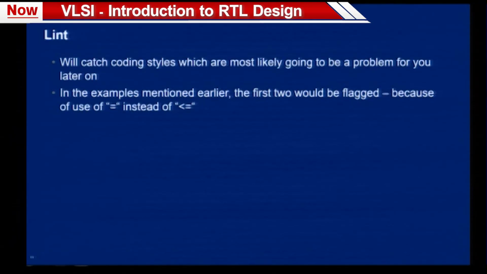So the example that we saw, any reasonable linting tool will flag the first two examples, the ones where we had used the blocking assignment, just the is equal to assignment, because it will be expecting a non-blocking assignment. Okay. So this is just to show that if you write some incorrect code, there are tools which will help you catch those till you become an expert yourself.